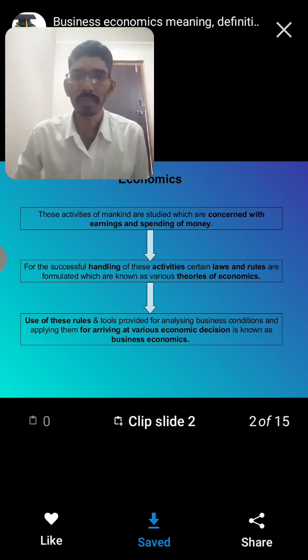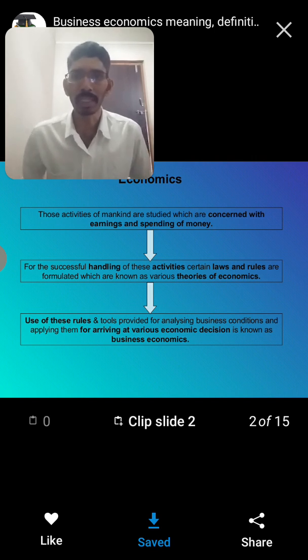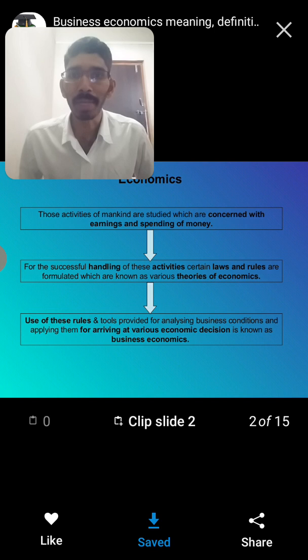In the last class we studied the syllabus of your subject. Today we begin with the first unit, the introduction to business economics. Before that, let us understand what economics is. We already studied this in lower classes. Economics studies human economic activities, which are concerned with earning and spending money.